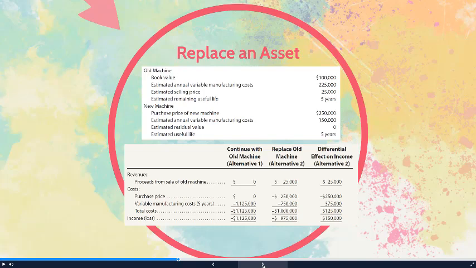Finally, we compare replacing this old machine with continuing with it and look at that effect it would have on our net income. The choice here would be to replace the old machine since it would produce a cost savings.